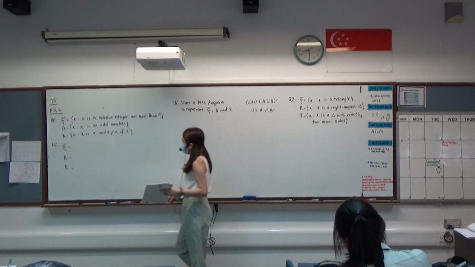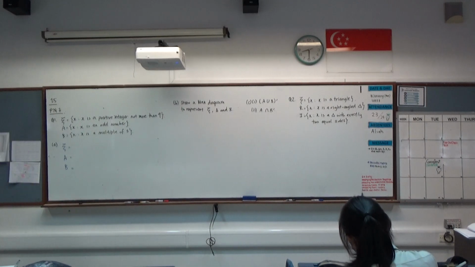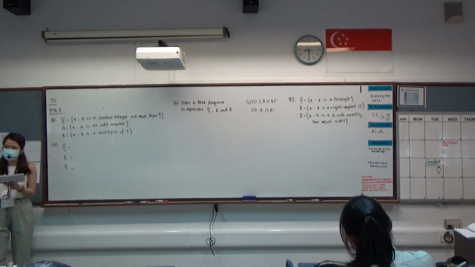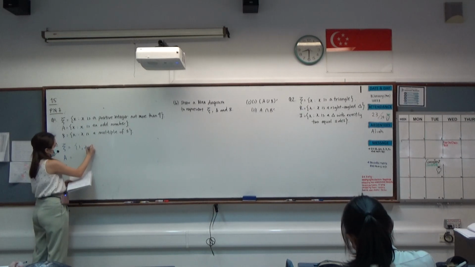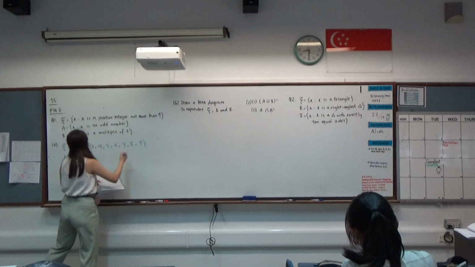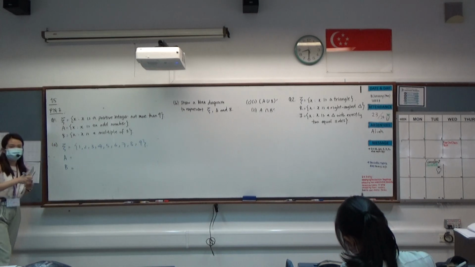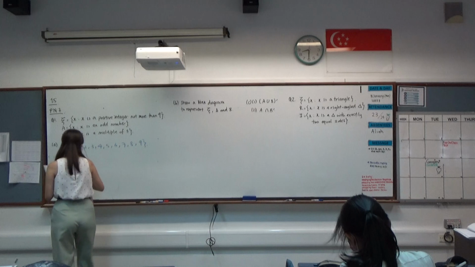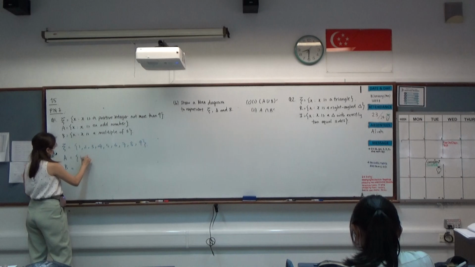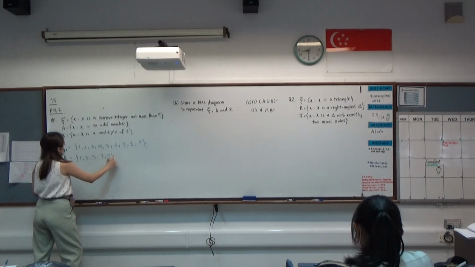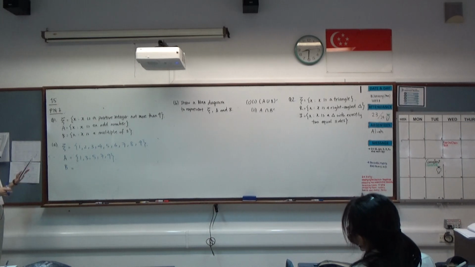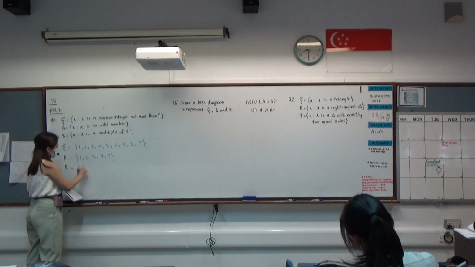Are we done with listing the elements? So what is in the universal set? Again, what are the elements in the universal set? 1 to 9, okay? And then what about in set A? What do we have? Charmaine? 1, 3, 5, 7, 9. And then, what about in B? Teresa? 3, 6, and 9. Great.